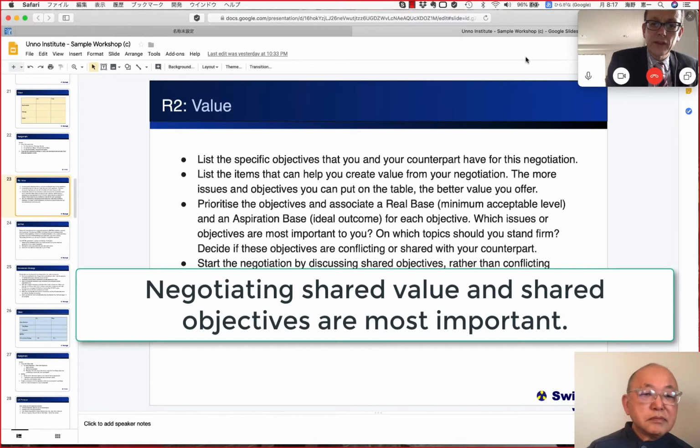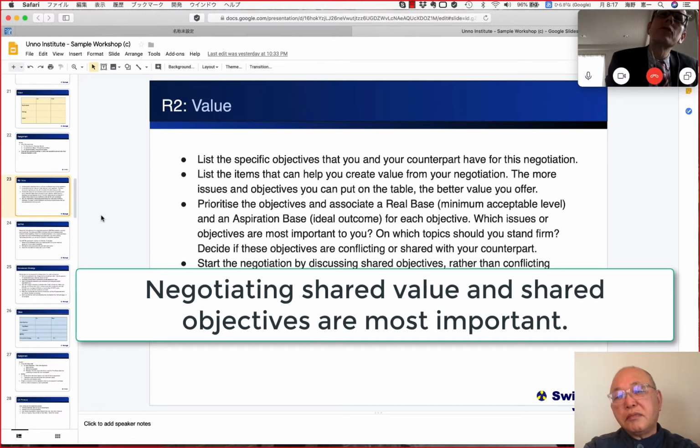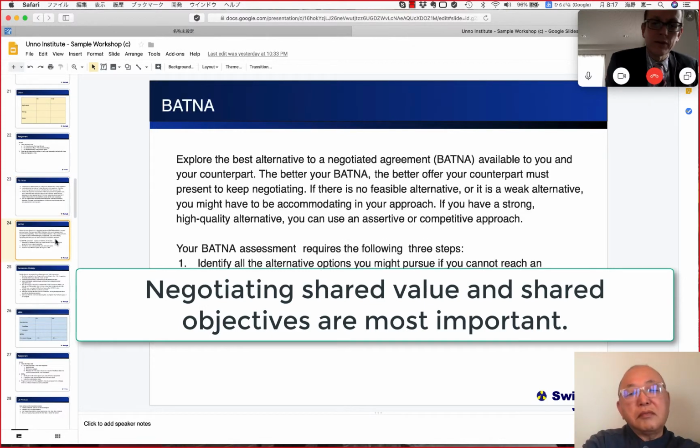Then prioritize the objectives and associate a real base. So when we are talking, for example, about prices, it could be a real base. What is the minimum acceptable level as a seller? Okay, I'm going to aim for 4 million, but my minimum base is actually 3.4.